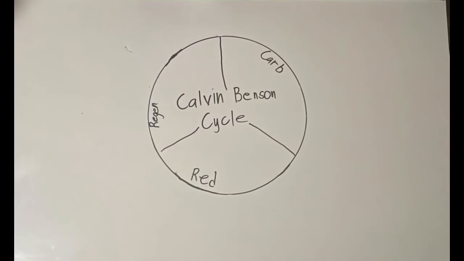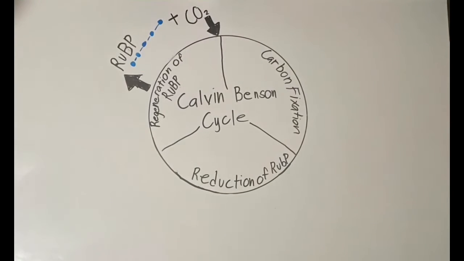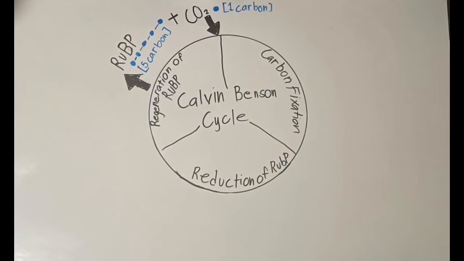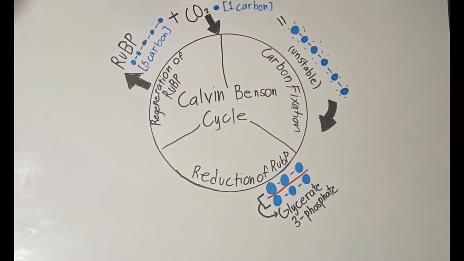It has 3 stages: carbon fixation, reduction, and regeneration of RuBP. A single carbon atom enters the stroma that came from carbon dioxide. RuBP, which has 5 carbon molecules, bonds with the CO2 and creates a 6-carbon molecule, which is unstable. That is why it gets split up into 2, 3-carbon molecules called glycerate 3-phosphate.